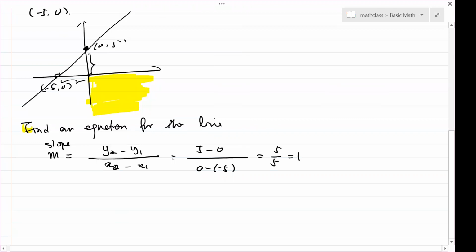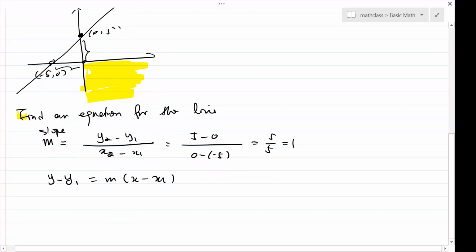Okay, that's the slope. Now, there's also a formula for the equation. So y minus y1, any of the numbers, equals the slope times x minus x1. So y1 can be any of the numbers, right? You can use the point on the left and the 1 times x minus -5. So you get x plus 5. So that is the equation. Y equals x plus 5 is the equation for the line.